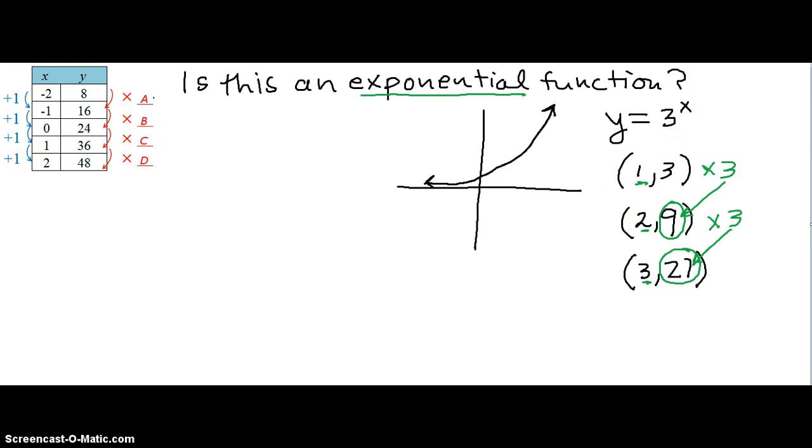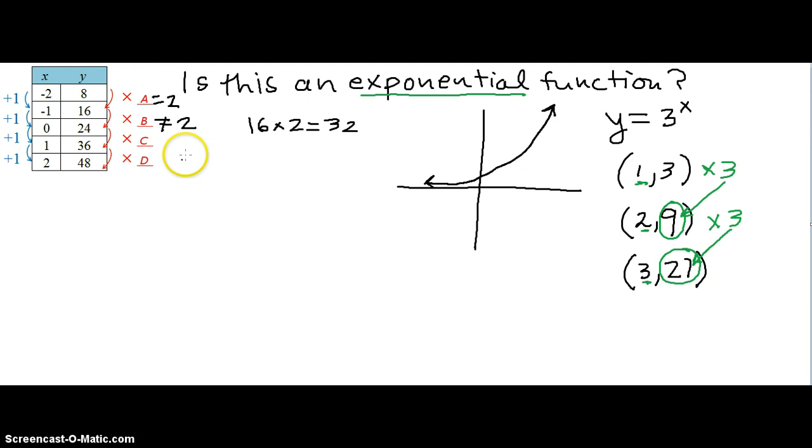So back to the problem at hand, we have to ask ourselves what we are multiplying by each time here. Well, I know to get from 8 to 16, I just multiply by 2, which tells me that a is equal to 2. To get from 16 to 24, aha! Did I multiply by 2? I don't think so, because 16 times 2 is equal to 32.